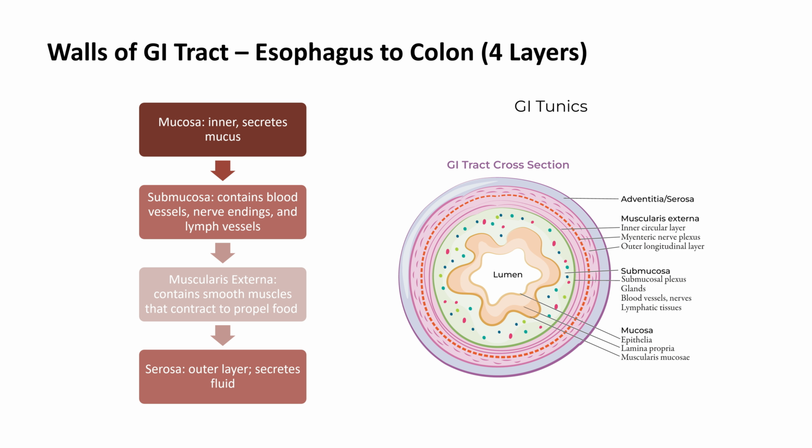Another important aspect to learn is going to be the walls of your GI tract. You need to learn these 4 layers. This is going to extend from the esophagus to your colon. You have your mucosa, which is going to be your inner layer. It secretes mucus. Your submucosa contains blood vessels, nerve endings, and lymph vessels. You have your muscularis externa, which contains smooth muscles that contract to propel food, and your serosa, which is your outer layer. It's going to secrete fluid. So make sure you take a look at these, learn them in their order, and learn their functions.